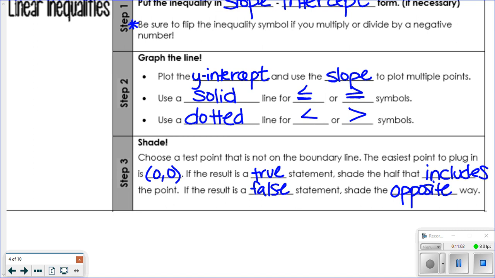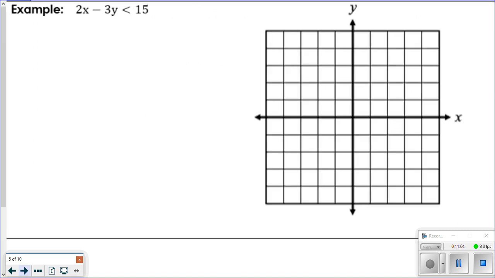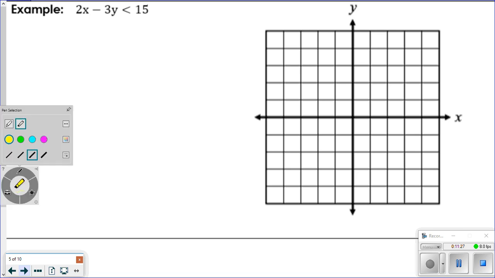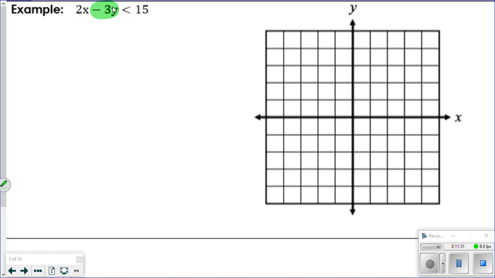So let's walk through graphing this example, which is from above. So step 1 says put the inequality in slope-intercept form if necessary. Currently, this is in standard form, Ax plus By is less than C. So we need to convert this to slope-intercept form by solving for y, or isolating the y.